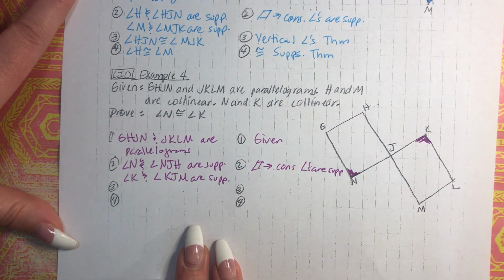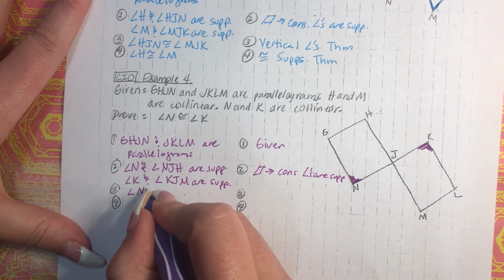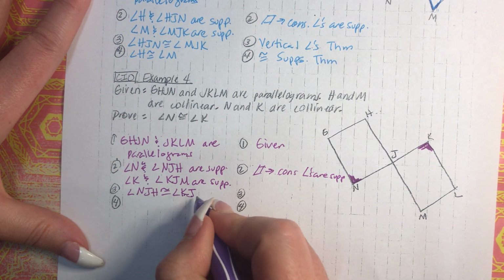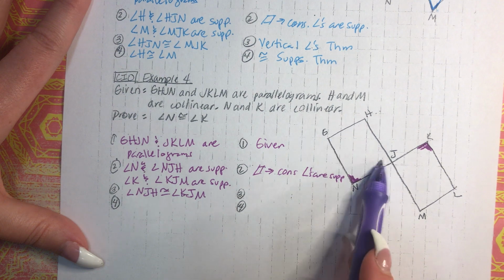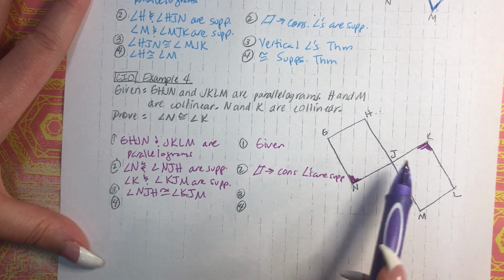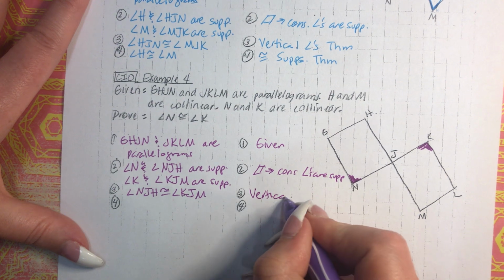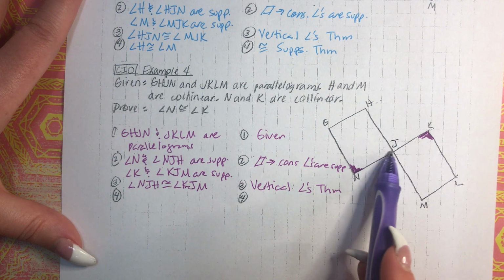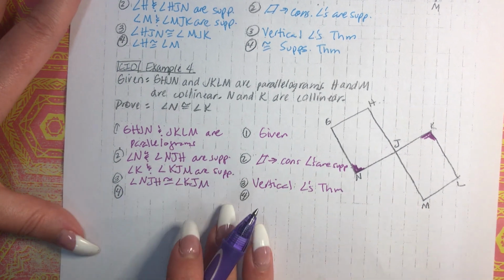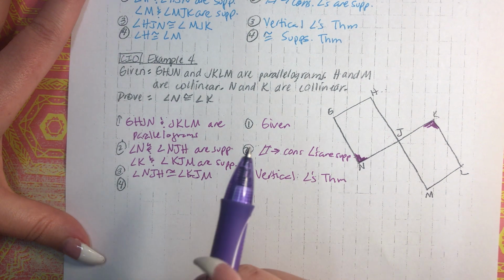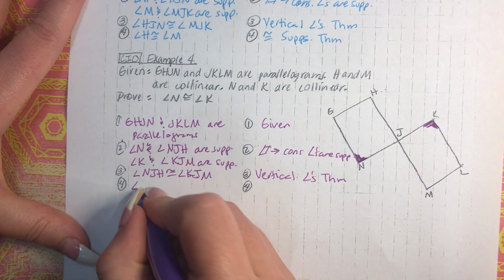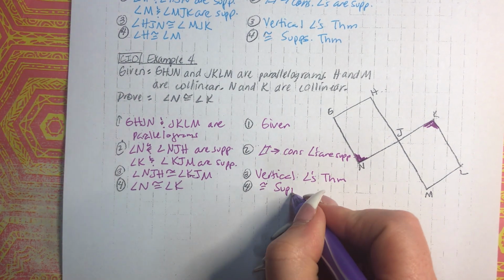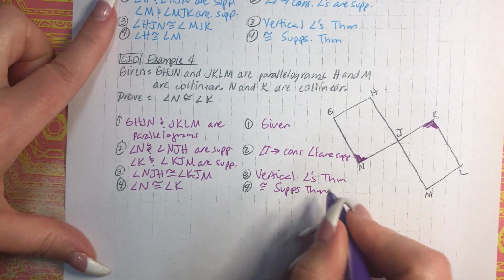And then we have those lovely vertical angles. So angle NJH is congruent to angle KJM. NJH, this angle, and KJM, these angles, are congruent because of the vertical angles theorem. And because these are supplementary to the same angle, they are congruent to each other by the congruent supplements theorem. So we can say that angle N is congruent to angle K by the congruent supplements theorem.